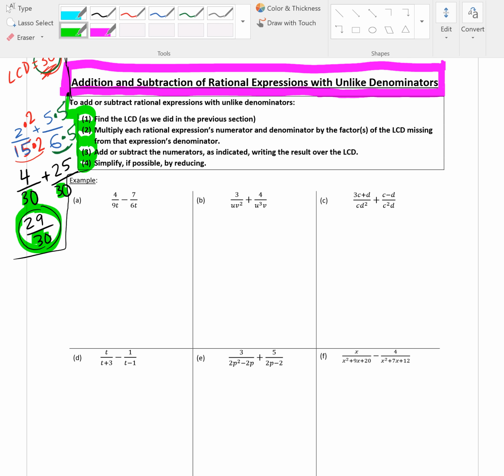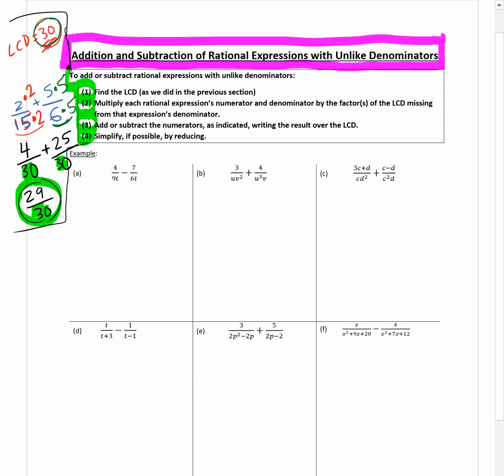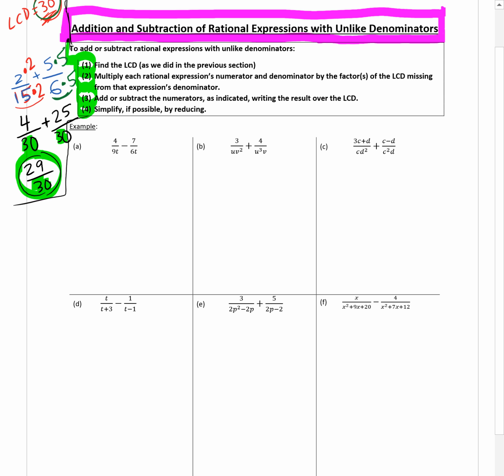Okay, let's just try it. Let's try the first example, part A here. We've got 4 over 9t. That looks good. And then 7 over 6t. Looking at those, I might off to the side think about what the least common denominator is. If you remember, I'm supposed to factor the denominators, but these denominators are so simple, they only have one term each. So really there's no need to factor. I'm just going to think, what factors do they both have? Well, they both have a t. That's the only variable they have.